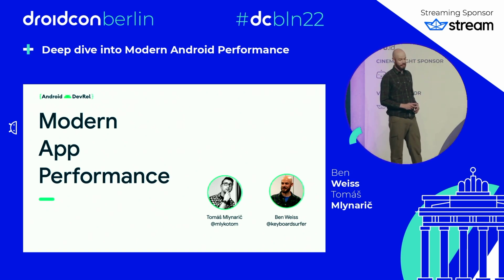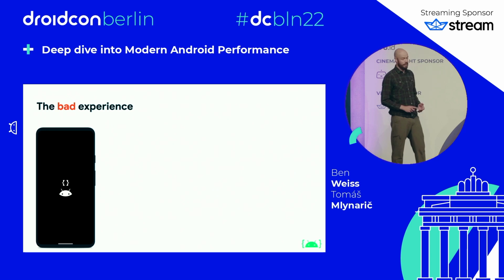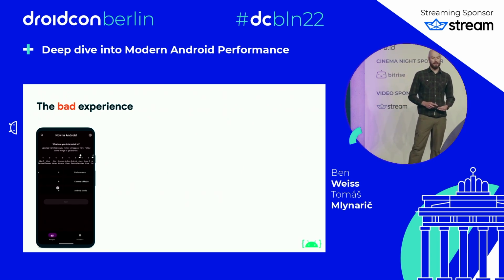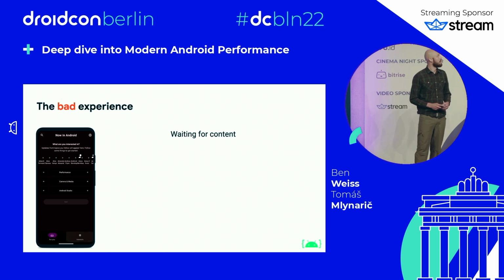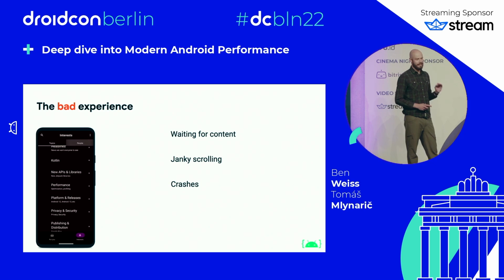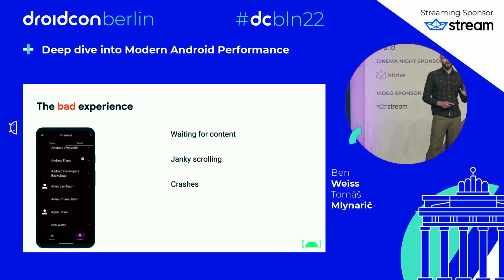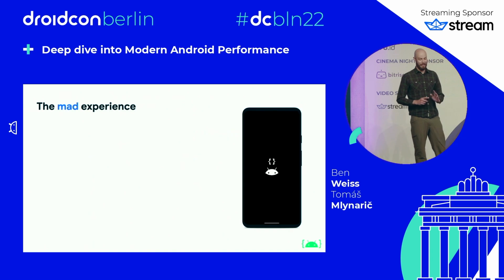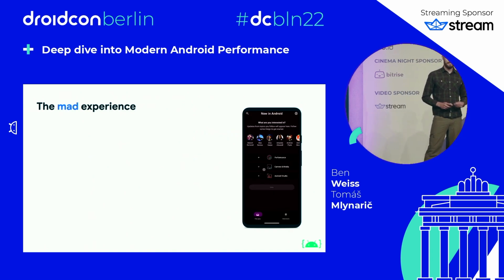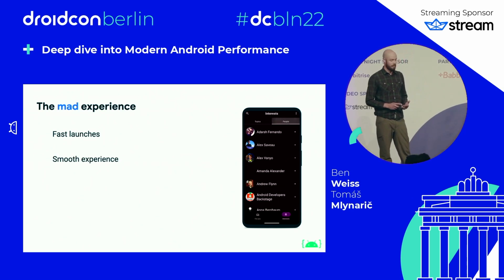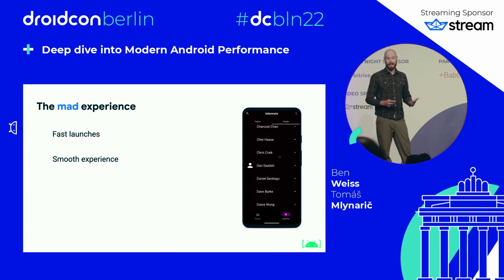So let's start. Why are we doing this? If you don't do anything with app performance, you can have a really bad experience. You can wait for content. Sometimes scrolling can be really janky, and your app might even crash. This is the bad experience, and you don't want to have this. And we'll show you how to get from the bad experience to the mad experience. That means the app launches really fast, you have a smooth experience throughout, and it's a delight to use.